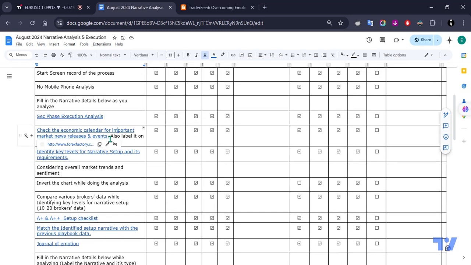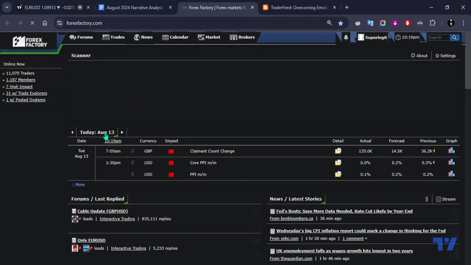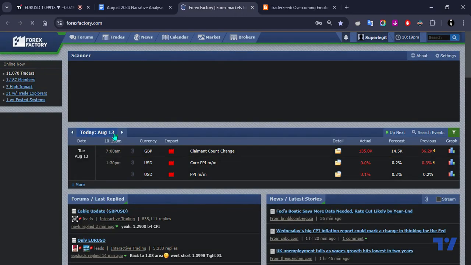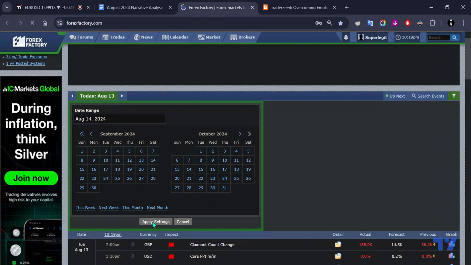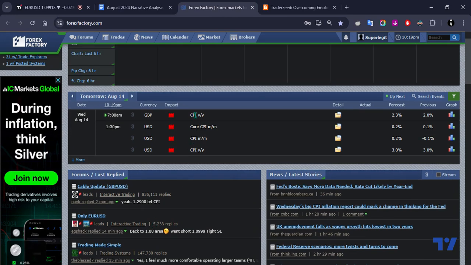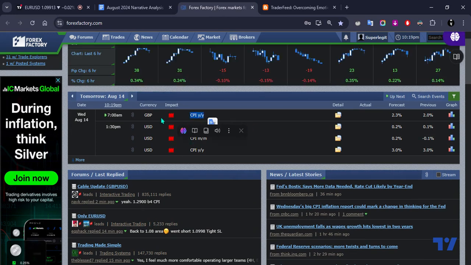So let's check the news for tomorrow. Seems like we'll be having CPI tomorrow. Yeah, CPI tomorrow. GBP CPI at 7 a.m. and USD CPI at 1:30.